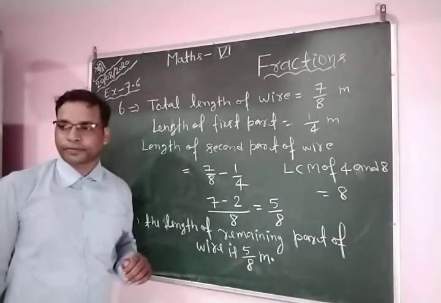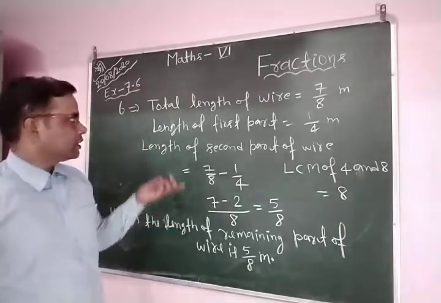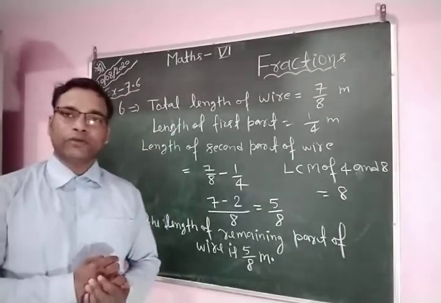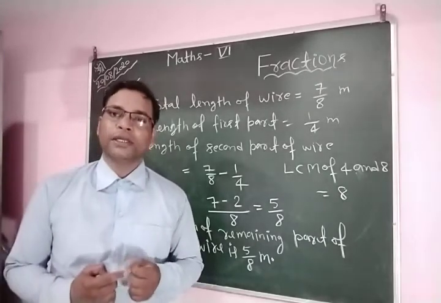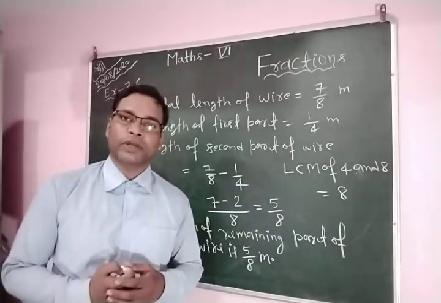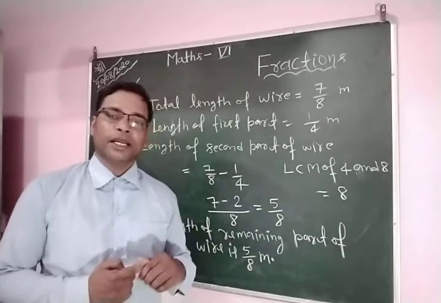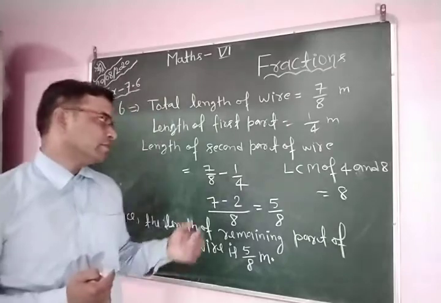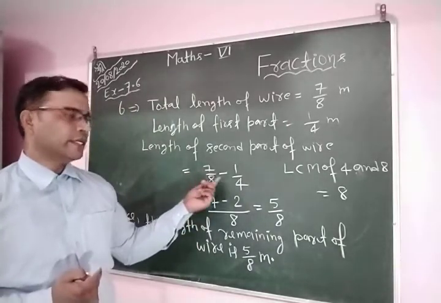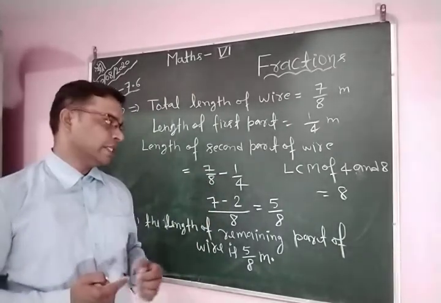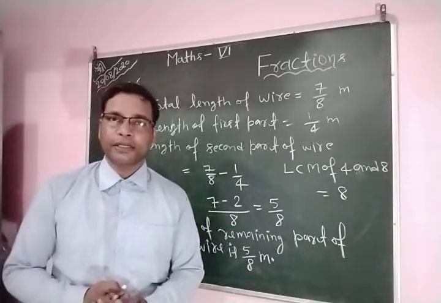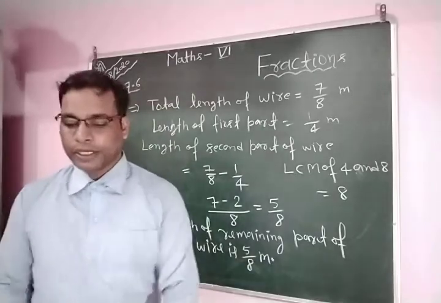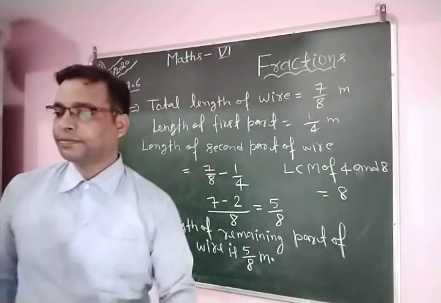Now, in this question, the total length of wire is given as 7 by 8 meters, and we broke it in two parts. The length of the first part of wire is 1 by 4 meters, and we need to find the length of the second part of wire. So here we subtract 7 by 8 minus 1 by 4, then we have 5 by 8. 5 by 8 is the length of the second part of wire. Okay. Now, the next question.